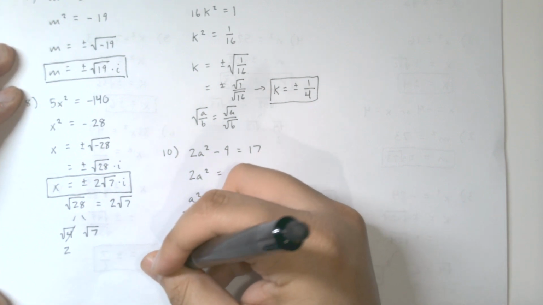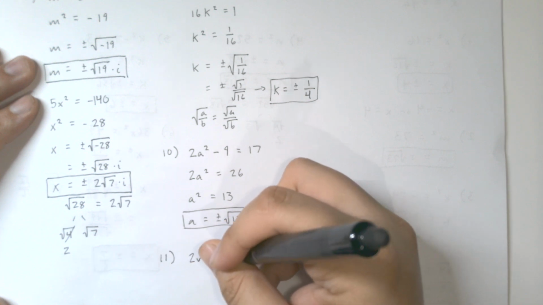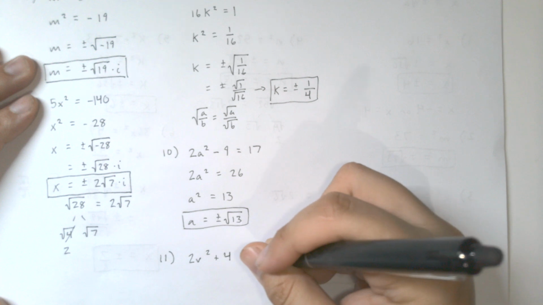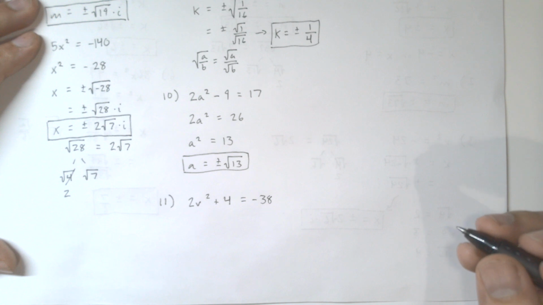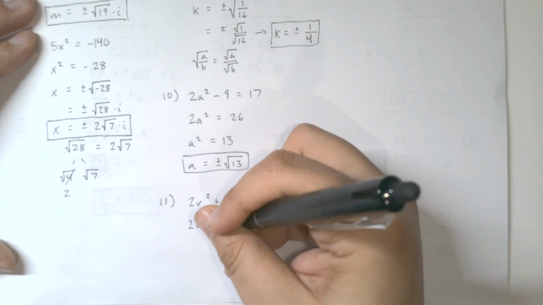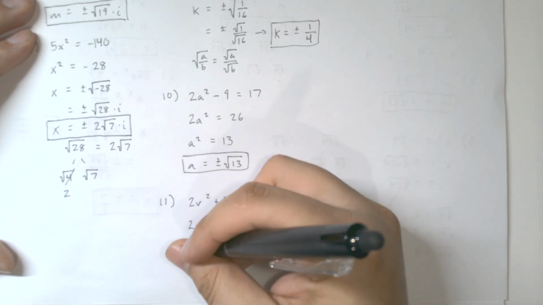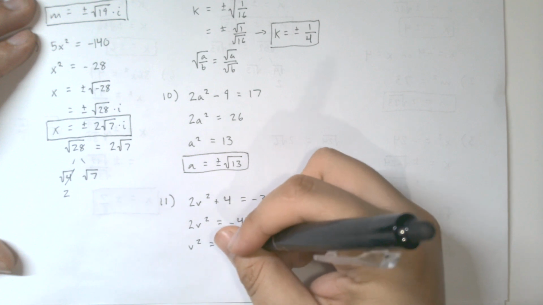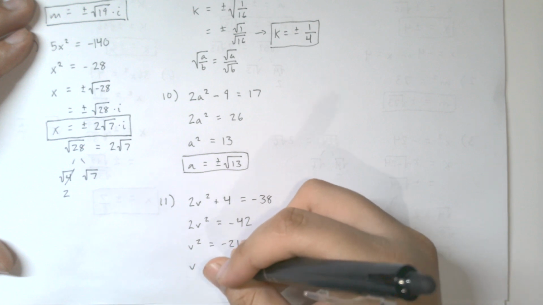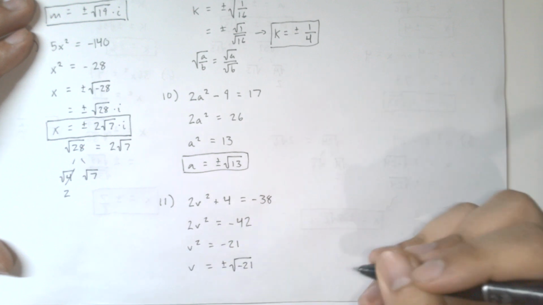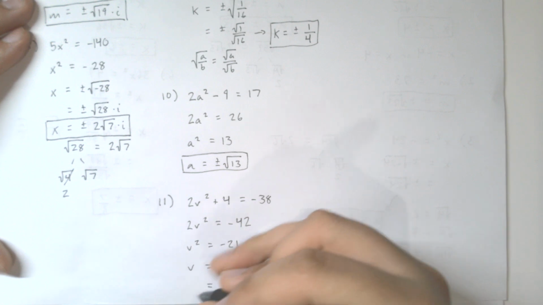For number 11, we have 2v squared plus 4 is equal to negative 38. Knock out addition or subtraction first, so we subtract 4 from both sides. We have 2v squared is equal to negative 42. Divide by 2 on both sides, and we have v squared is equal to negative 21. Take the square root of both sides. We have v is equal to plus or minus the square root of negative 21, which is plus or minus the square root of 21 times i.